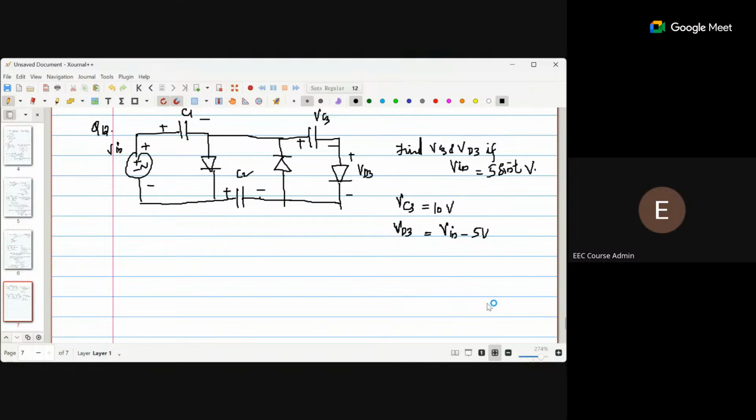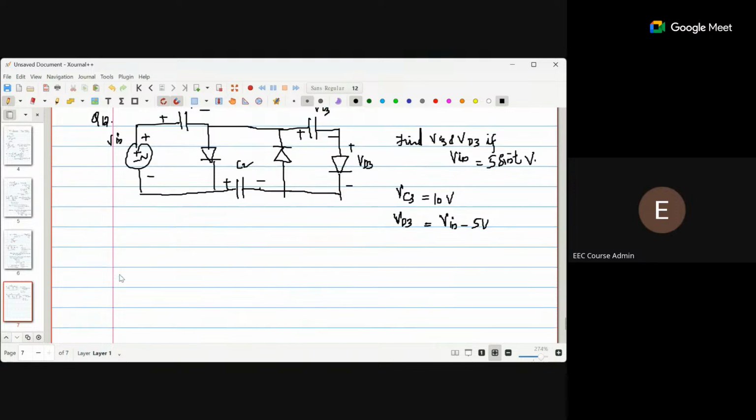So for the diode problems, you need not worry whether the diode has a cut-in voltage of some value or is the ideal case. That will be specified in the question mostly. If not specified, by default, you treat it as an ideal diode with 0 forward voltage drop. Okay.